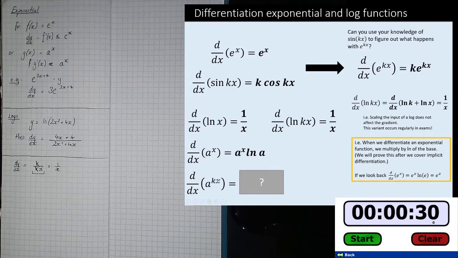Normally, if it was just a to the power of x, we'd have a to the power of x ln a. But now, because we've got a to the power of kx, we're going to have a to the power of kx as part of our answer. We're going to have ln a because of the different base. And we're also going to have the k because when we differentiate some kind of exponential function, the derivative of the power comes down to the front of the function.